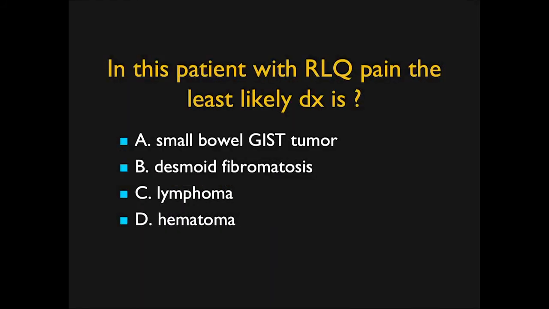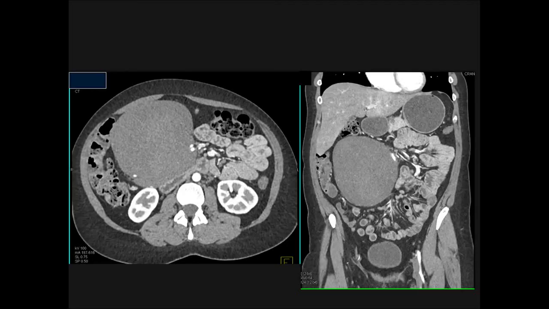This patient had right lower quadrant pain, and I'm asking you what's the least likely diagnosis. Well, what do I see? I see a large mass. It's solid. Maybe it's enhancing a bit. It's displacing bowel, but not obstructing bowel. I could easily go with a small bowel GIST tumor.